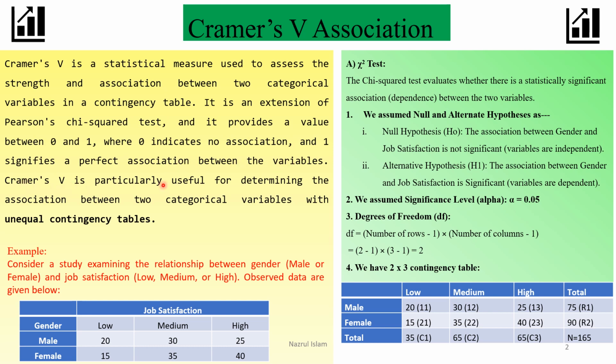Cramer's V is particularly useful for determining the association between two categorical variables with unequal contingency tables. As I have mentioned in my previous video, when the contingency tables are of equal size, then we use the high association. On the other hand, if the contingency tables are unequal, that is 2 by 3 or 3 by 4, we use Cramer's V association.